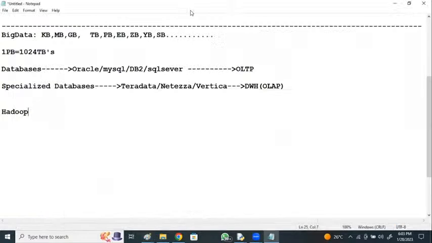Now you may ask a query: why are databases like Oracle not used for storing Hadoop's data? The drawbacks with the current databases.